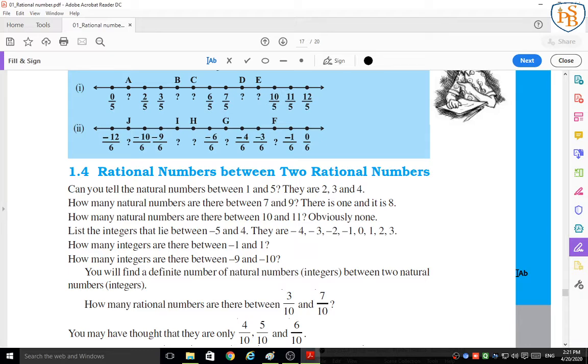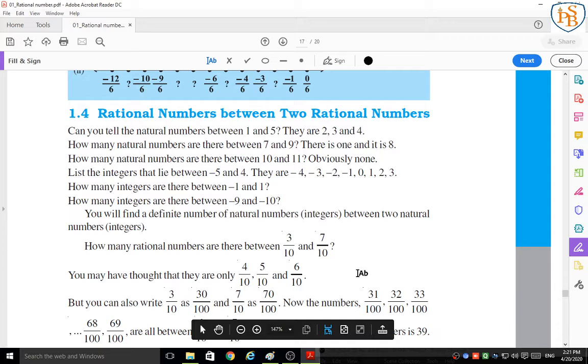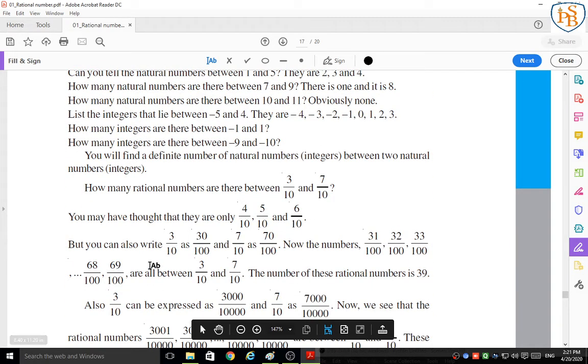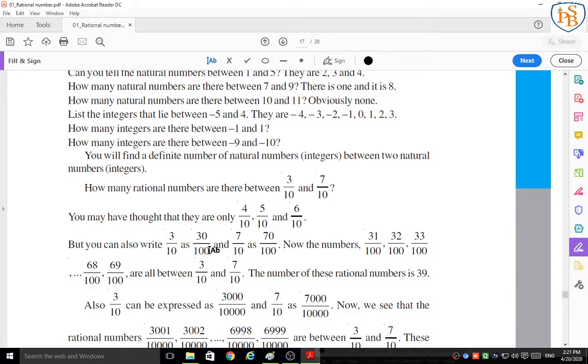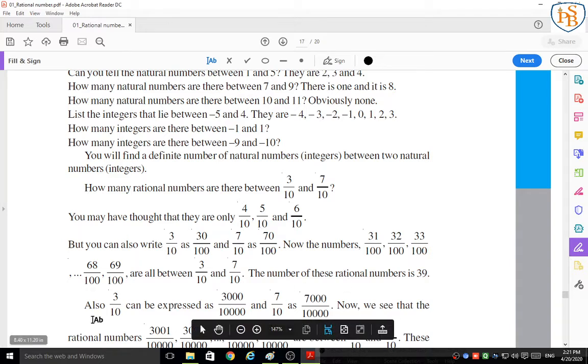Okay, look at here. How many rational numbers are there between 3 upon 10 and 7 upon 10? You may have thought that they are only 4 upon 10, 5 upon 10 and 6 upon 10. But you can also write 3 upon 10 as 30 upon 100. Look at here, I can cancel that 0 present at the unit place, so I will get the answer 3 upon 10. 7 upon 10 is 70 upon 100. Now the numbers 31 upon 100, 32 upon 100, 33 upon 100 and so on are all between 3 upon 10 and 7 upon 10. I can also express 3 upon 10 as 3000 upon 10,000.